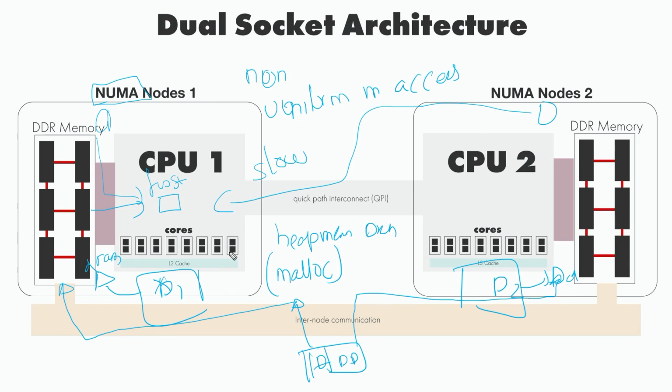This will allow us, when the program is running, to compute much faster, rather than taking data from different memory, where the speed is unpredictable because it will be non-uniform. So that's what NUMA is. When you're dealing with a dual socket architecture and high performance compute, all of these details do matter.